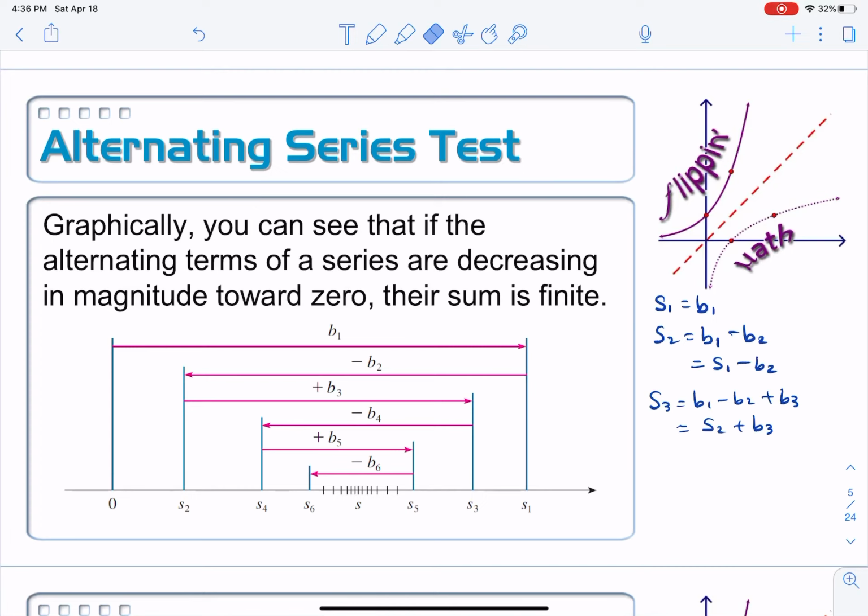All right, when we come back, let's apply this alternating series test to a couple of examples.